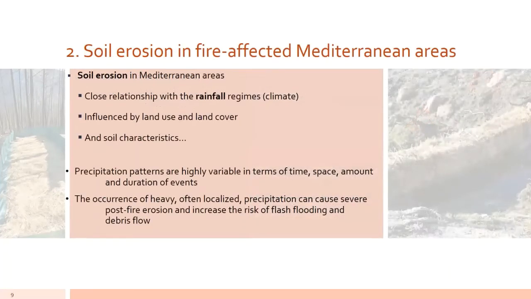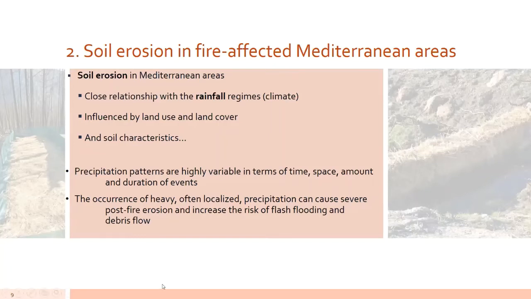Well, considering soil erosion and the effects it has on landscape and landforms, in the Mediterranean areas, we can say that soil erosion is closely related with the rainfall regimes. The intensity and the frequency of rainfall are very important factors. Also, changes in land use and land cover have an important influence on soil erosion, as well as soil characteristics.